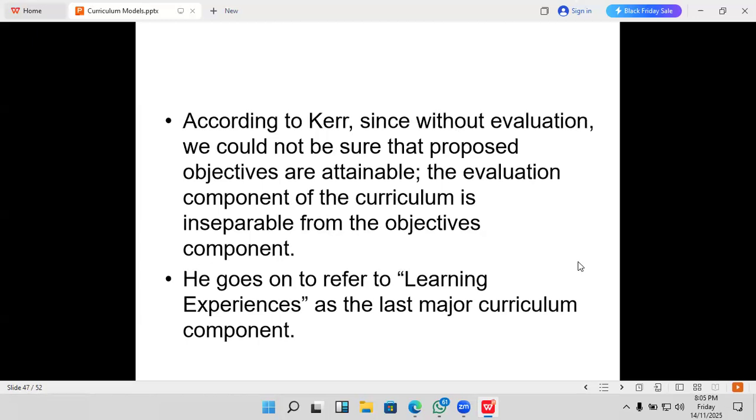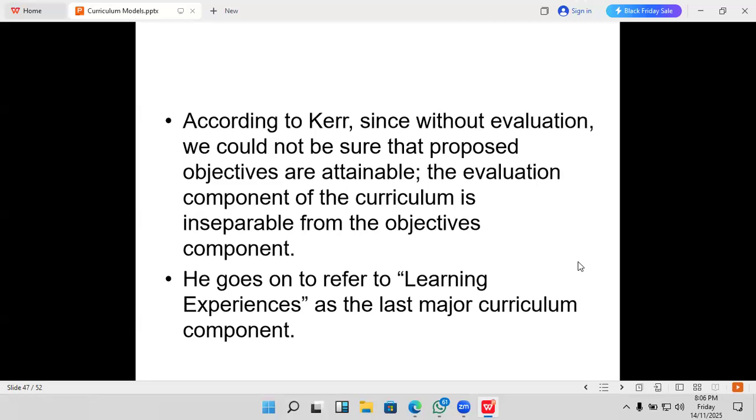According to Kerr, without evaluation, we could not be sure that the proposed objectives are attainable. According to his proposal, if we neglect or avoid student interest and student level, and decide without any assessment, sometimes we could not attain the objectives.